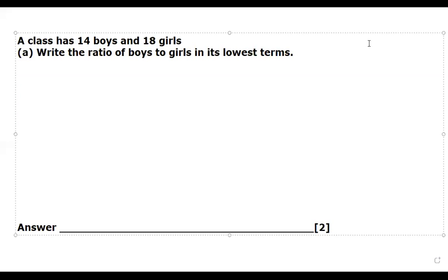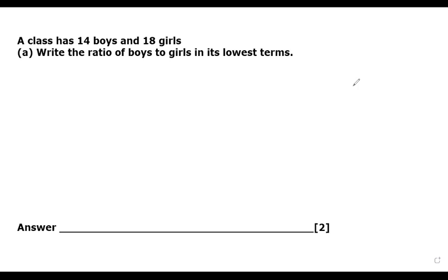So for this next question, part A is a simple ratio question where we're solving the ratio of boys to girls. That's pretty straightforward, but you will see for part B where another skill is added. We'll talk about that more once we get to that portion of this question. For now, let's just look at what we're being asked. We are asked to write the ratio of boys to girls in its lowest terms.